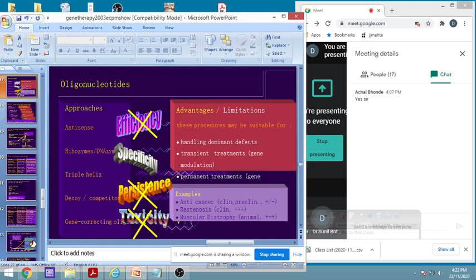Then oligonucleotides can be added as antisense oligonucleotides. They can be ribozymes, DNAzymes, added as a triple helix or decoy, or gene correcting oligonucleotides. So there are various oligonucleotides. Advantages are that they are suitable for handling dominant defects, transient treatments, that is gene modulation, or permanent treatment. Examples are anti-cancer treatment, restenosis, and muscular dystrophy treatment in various models, and it was found effective in animal studies.